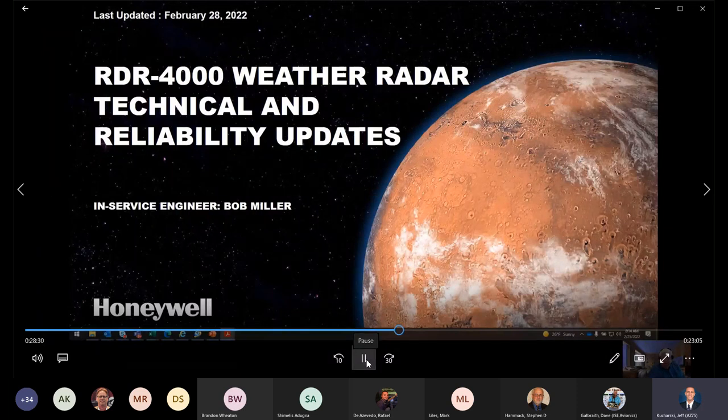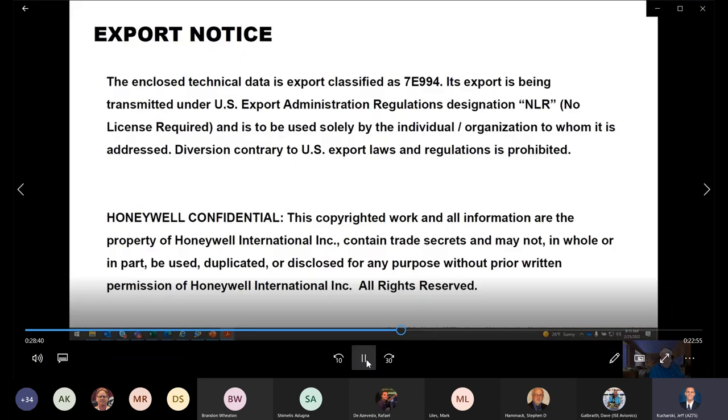I'm an in-service engineer with Honeywell International, and I would like to invite you to a technical and reliability update for the RDR 4000 weather radar system. The enclosed technical data is export classified as 7E994, or no license required.